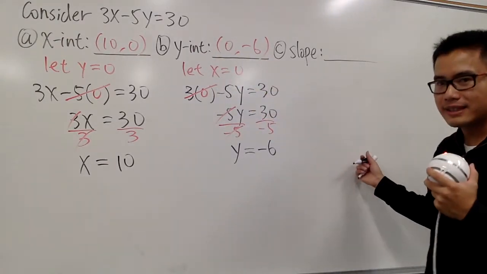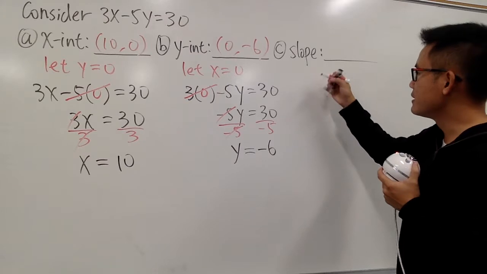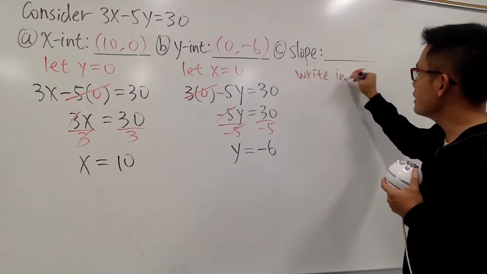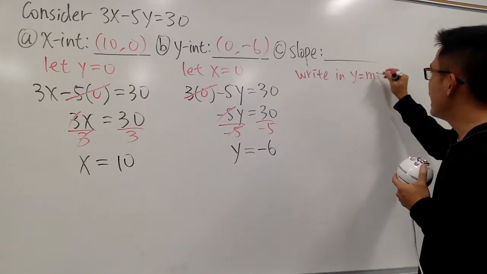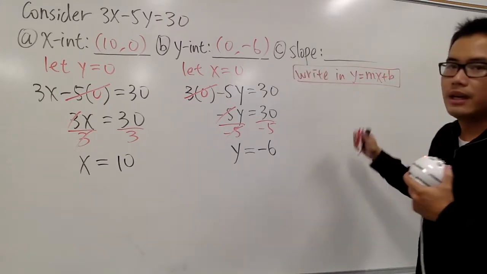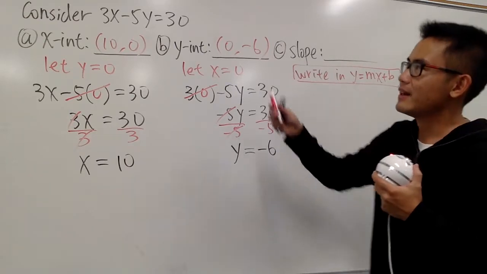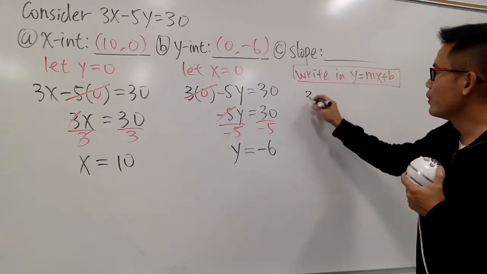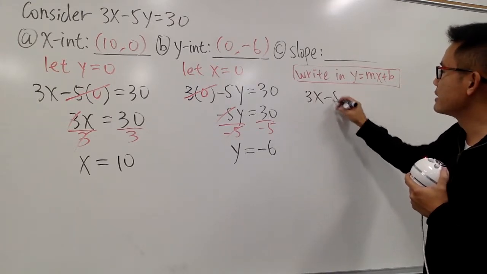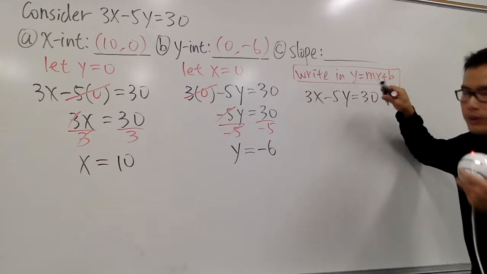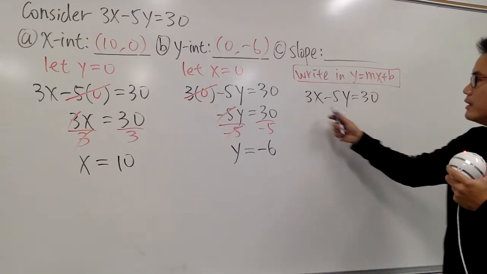I would like to show you guys the slope-intercept form first. So here's the deal. I will just tell you we are going to write in the y is equal to mx plus b form, all right? That's the deal. If we can do that, we'll get the slope from there, all right? So, to do so, we write down the equation, 3x minus 5y equals to 30. And your goal is to get the y by itself.